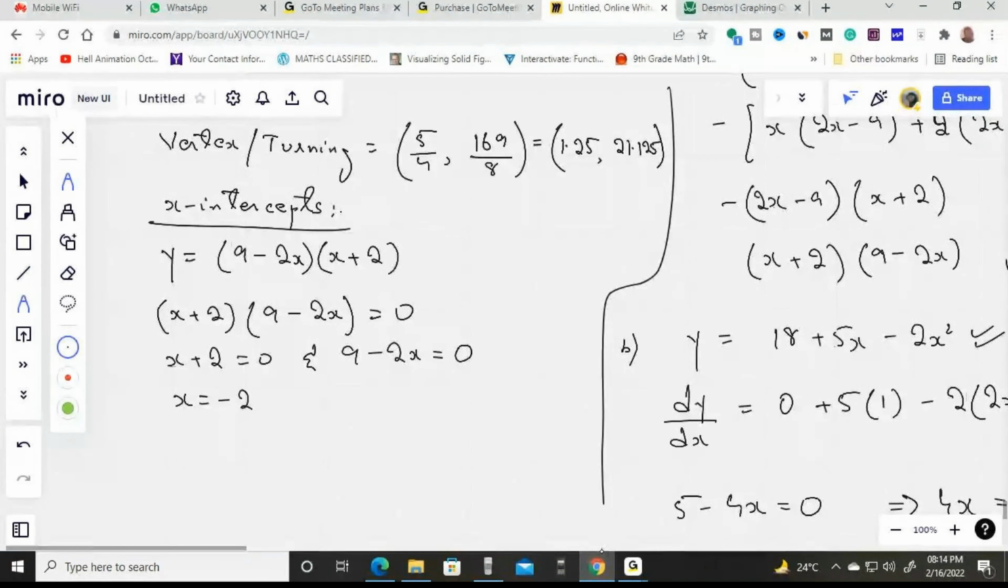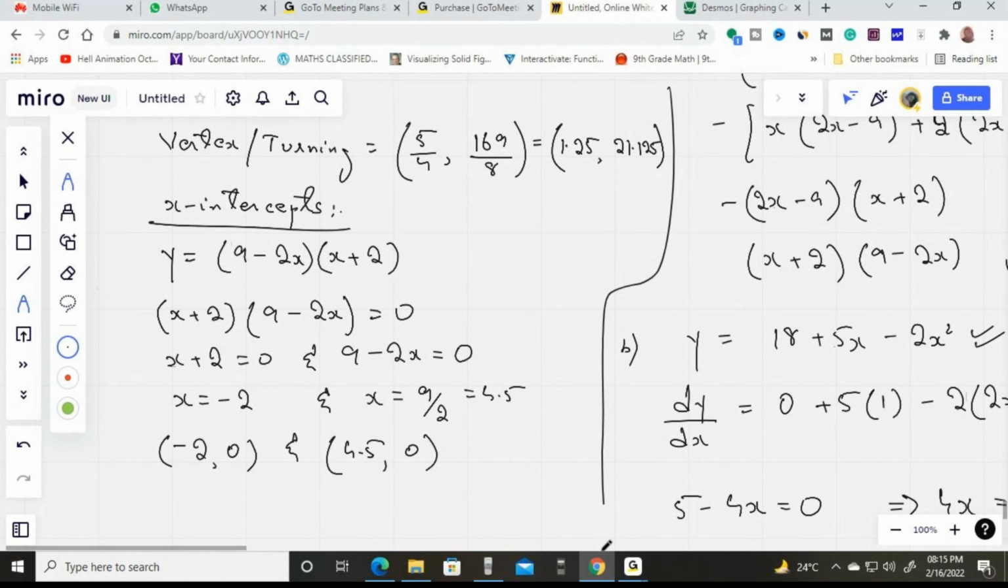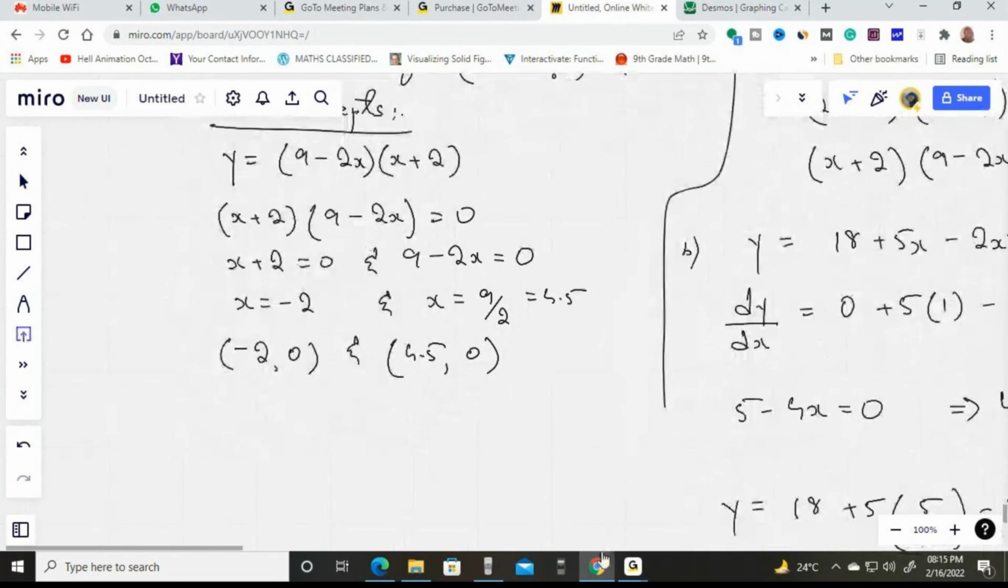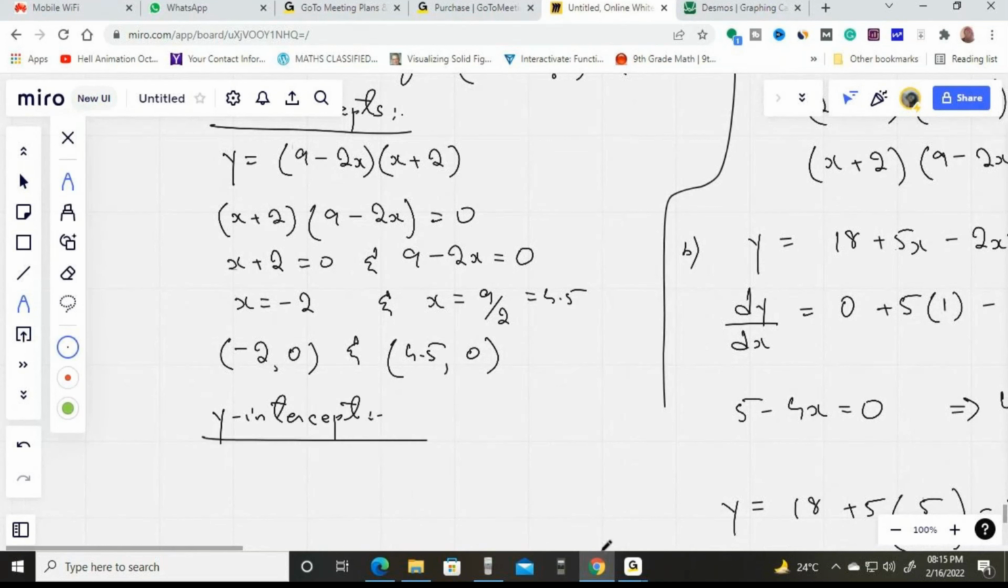Or 4.5. Yeah. So the x-intercepts in terms of coordinates, you just write minus 2, 0, and 4.5, 0. These are the x-intercepts. Now, what is left? Y-intercept. We have just done that. Y-intercept is 18. Yeah. So, y-intercept is 0, 18. So how do I write? I write 0, 18. So now just focus on these four points.